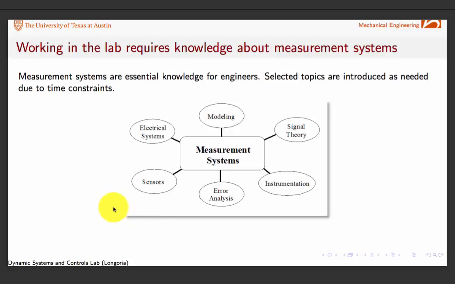So keep that in mind, that what we're trying to do in this course, in addition to teaching you about dynamic systems and how to experiment with them, is trying to give you also some of the fundamentals that you might need to know with regard to the use and application of measurement systems concepts. And so we try to give you as much as we can to supplement what you've learned in other courses that have also tried to do this in our program.